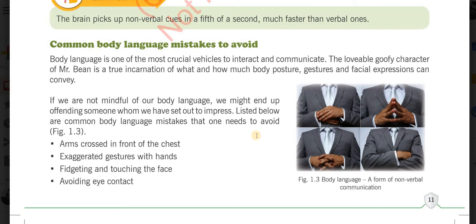Avoiding eye contact, again. If you are in an interview and you are avoiding eye contact, then the persons taking your interview will know that you are not confident enough to face them. So eye contact is very important.